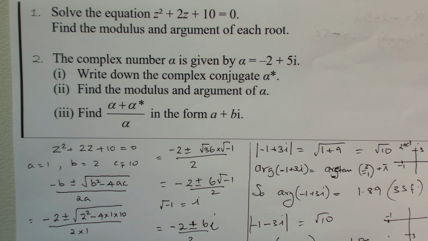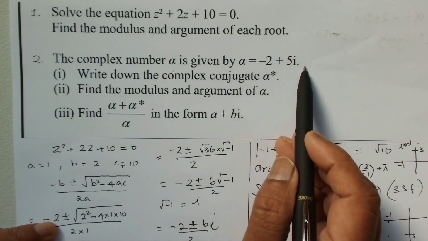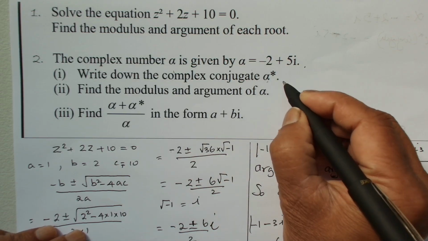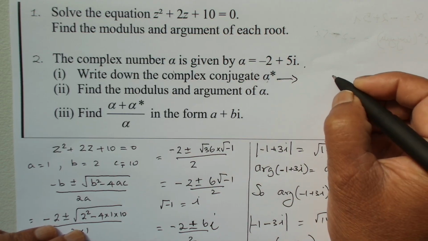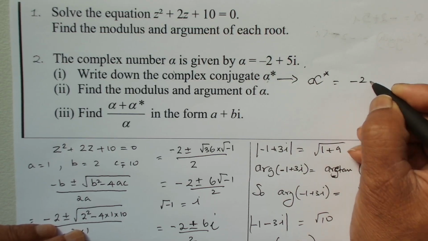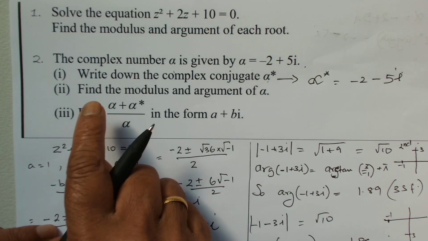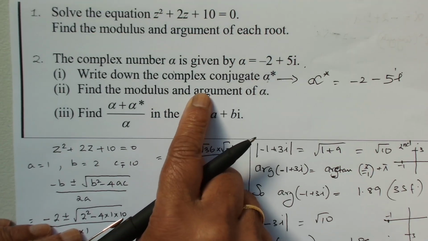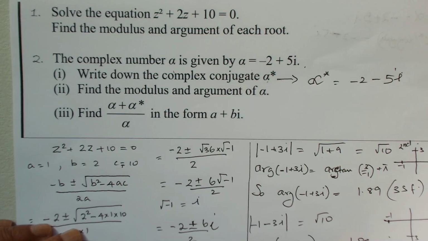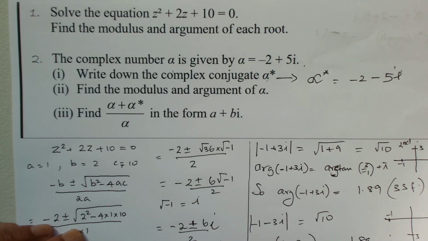The second question: the complex number alpha is given by this one. Write down the complex conjugate, alpha star. That is a straightforward answer. It will be equal to minus 2 minus 5i. Then they ask you to find the modulus and argument for alpha only, not for alpha star, the conjugate. They didn't ask for that. So I go straight into the second part of the question.